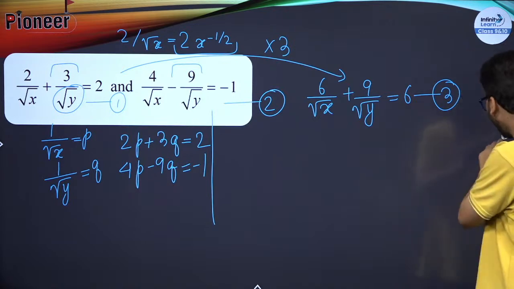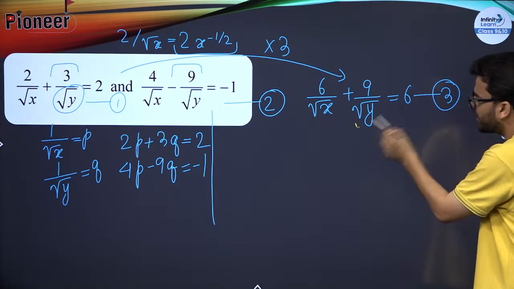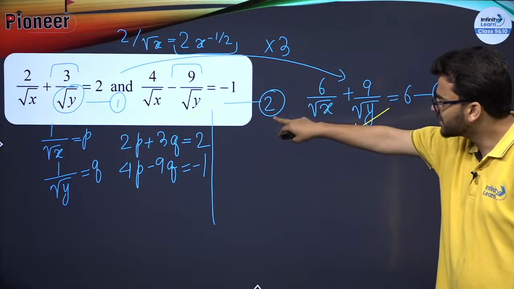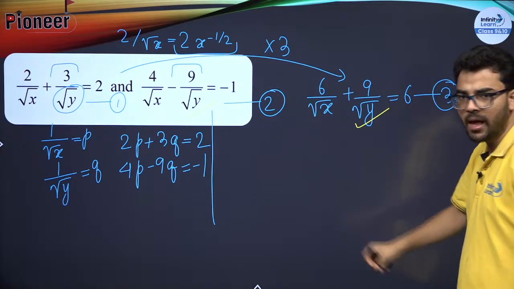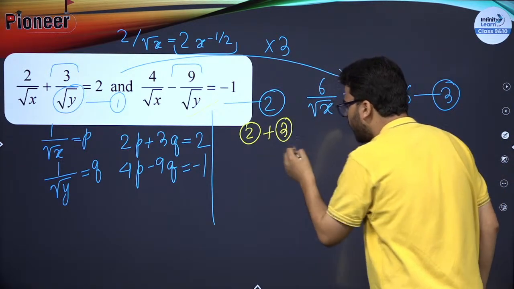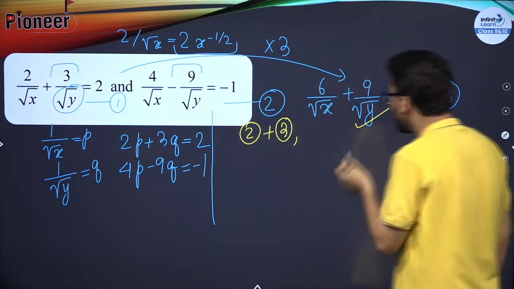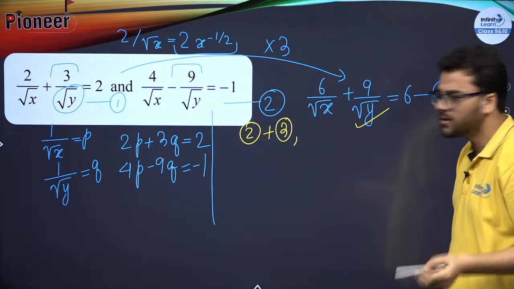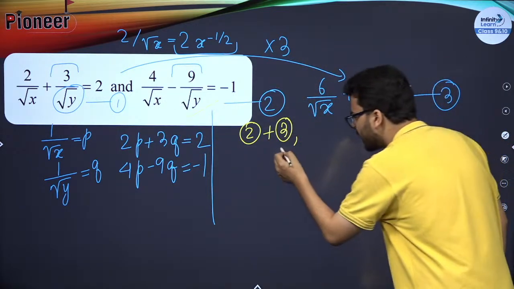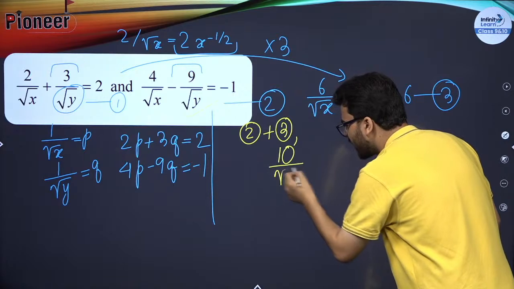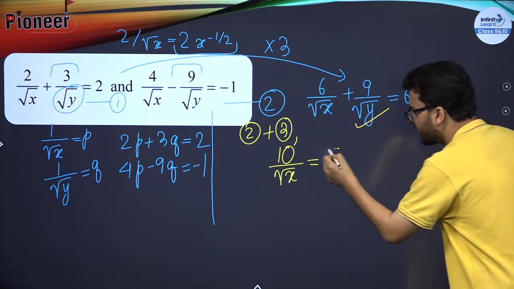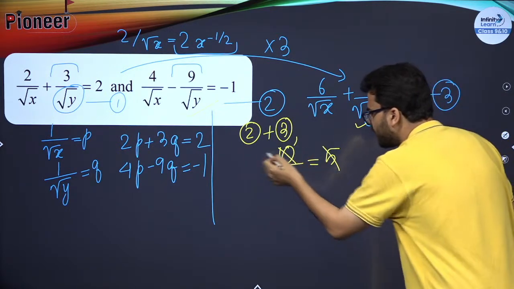Yes. Now can I not directly eliminate 9 upon root y and minus 9 upon root y? I can directly eliminate by just adding equations 2 and 3. So what will happen? Minus 9 upon root y plus 9 upon root y will be cancelled out, and you see 4 upon root x plus 6 upon root x. So that will give us what? 10 upon root x, right? That will come out to be equal to 10 upon root x, and you see minus 1 plus 6 will be equal to 5 only. So you see 5 2s are 10.